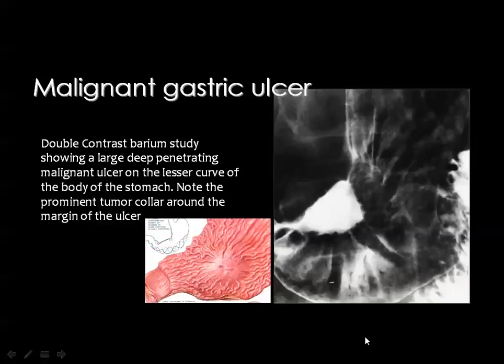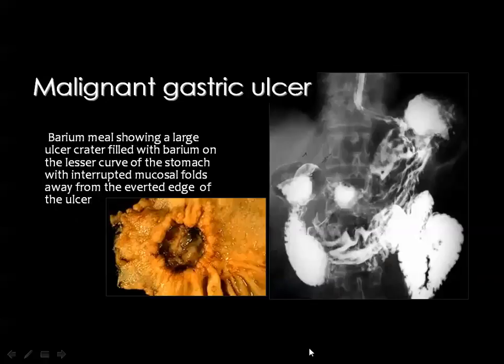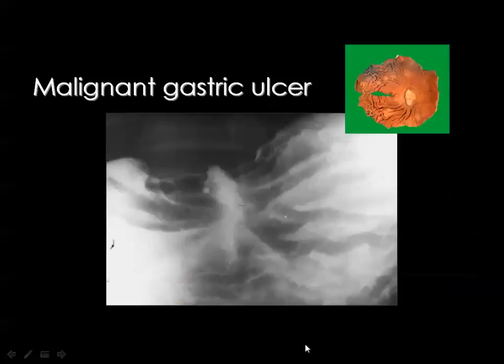Then this is one way to discriminate by radiology, but you can also use endoscopy and biopsy to confirm the diagnosis. And here is an endoscopic or histopathologic specimen of a gastric ulcer which is malignant, and you can see that the mucosal folds are not reaching the ulcer edge, and the ulcer edge is indurated and everted, as we have been taught about the criteria of malignancy in ulcers.